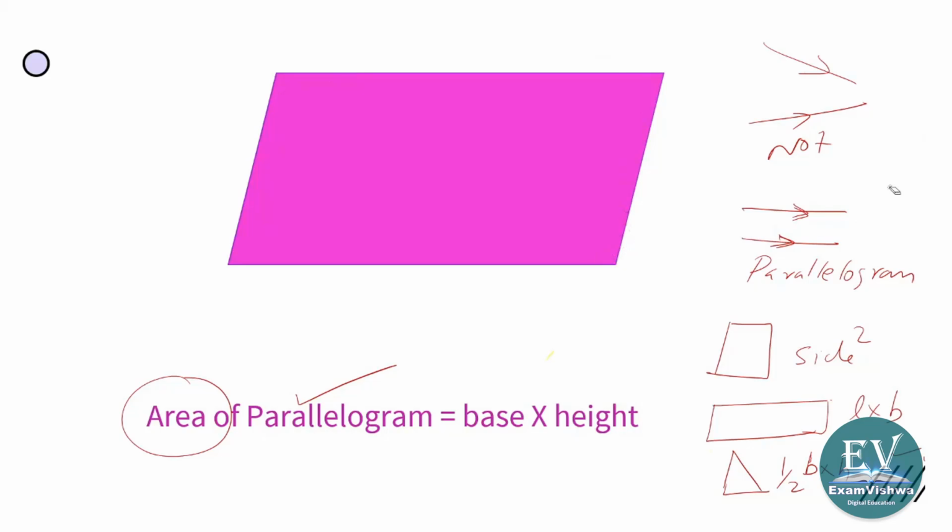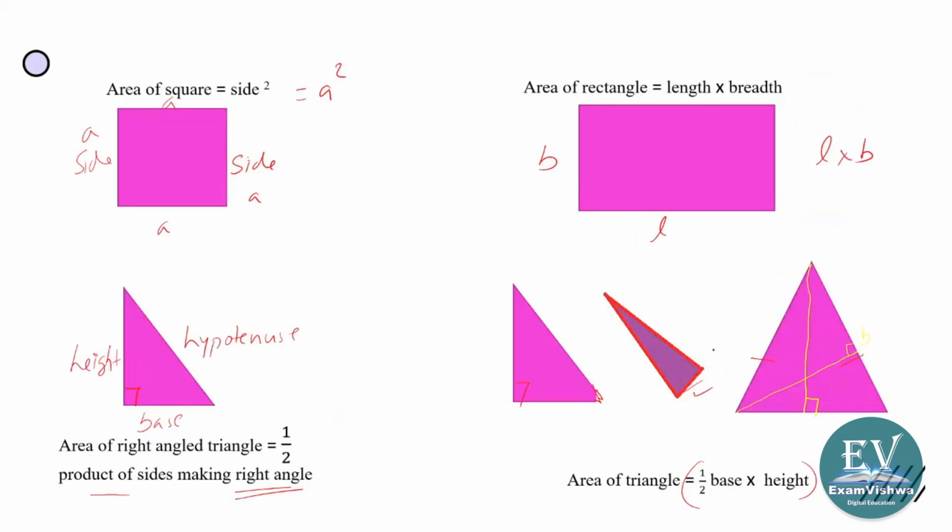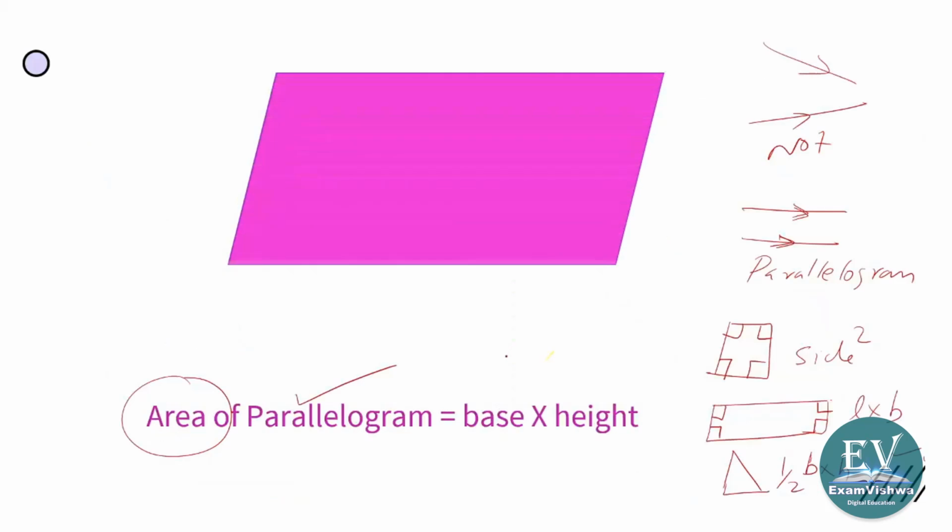तो फिर ये क्या है? Difference क्या है? In the case of a rectangle, all four angles are right angles. In the case of a square also, all four angles are right angles. I will go back and show you. See, all these angles are right angles. Here also, in the case of a rectangle, all are right angles. Right angle means 90 degrees. But in a parallelogram, it is not like that.